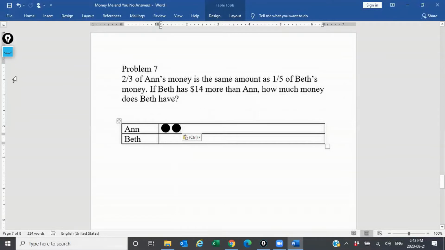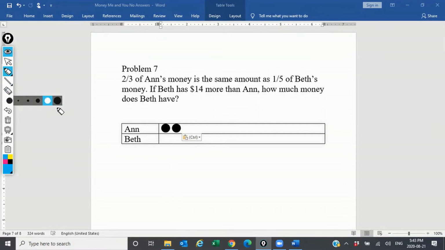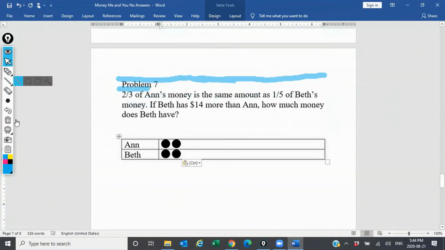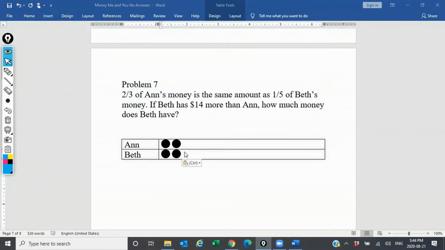Now, it says right here, let me just use a highlighter. Okay, so 2/3 of Anne's money, that's here, is the same amount as 1/5 of Beth's money. So that means they have to have the same amount. So this represents 2/3 of Anne's money, and this is 1/5 of Beth's money.